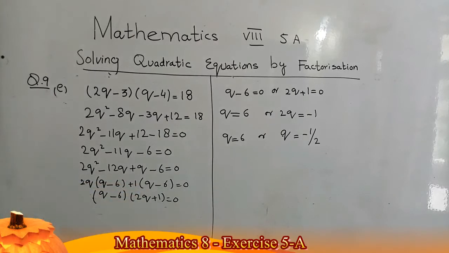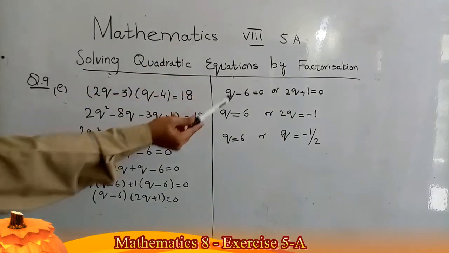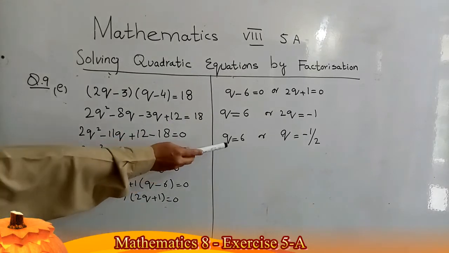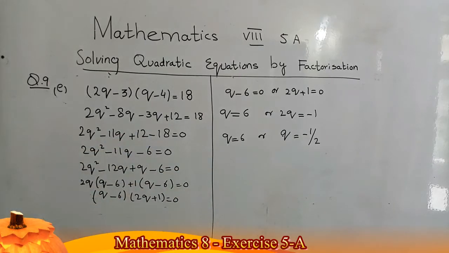Now we have two terms and both the terms have q minus 6. So I will take q minus 6 as a common factor. So in the first term I will have 2q and in the last term I will have 1. Now either the first is equal to 0 or the second is equal to 0. From the first, q is equal to 6, or 2q is equal to minus 1. Then q is equal to 6 or q is equal to minus 1 over 2. That's the solution of the given equation.